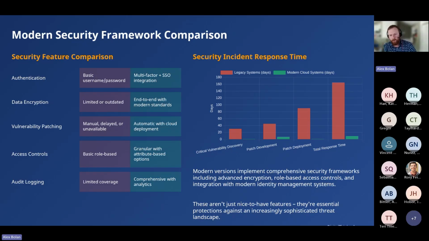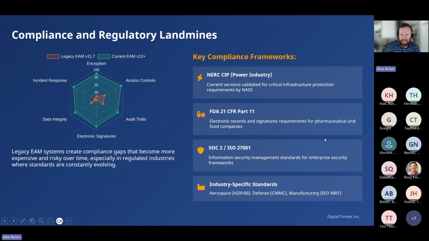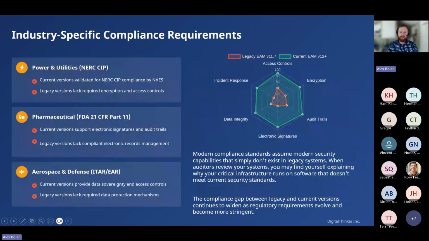Your legacy application won't run on modern infrastructure, and modern infrastructure won't support your legacy application anymore. The compounding effect is multiple obsolete components create technological dead ends, and there's no way out of it except just pushing forward. It's not just one component reaching end of life, it's the entire stack becoming increasingly unsupportable over time. So the next component of this, let's talk about some industry specifics, some regulatory landmines here.